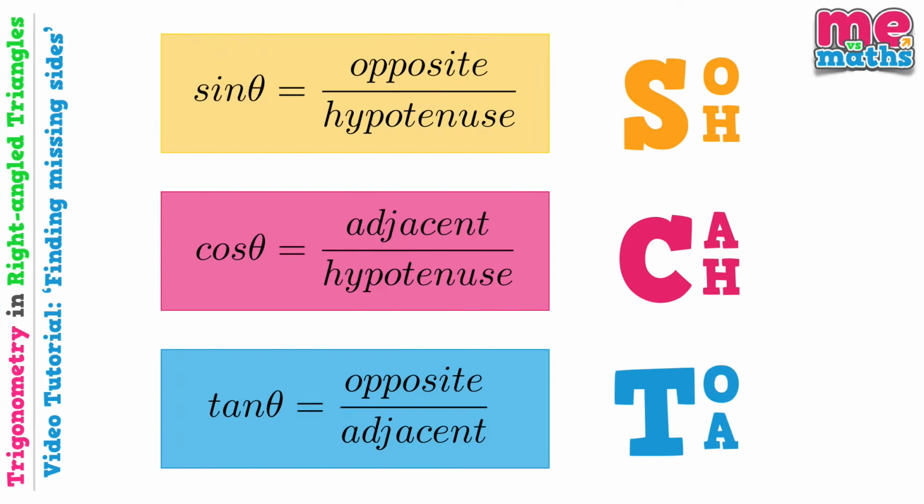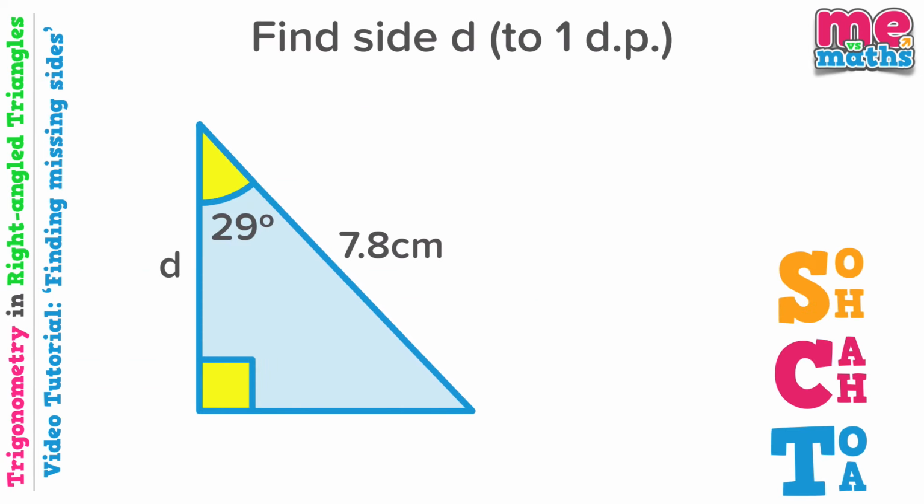Here then are our trig formulas. Remember from last time, we can use SOHCAHTOA as a shorthand to help us remember these throughout this topic. Okay, this is a standard kind of trigonometry question. We've been given a right angle triangle and we're being asked to find a missing side. In this case, the one labelled D.